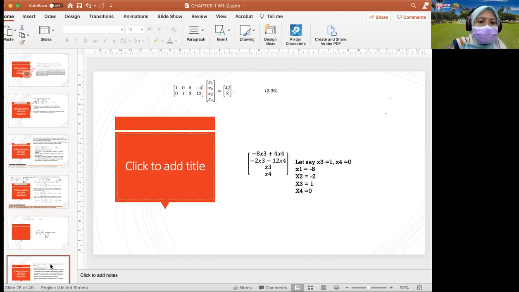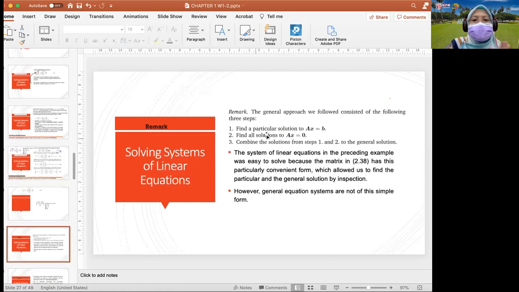Alright, so that will be for the first. The general approach we follow consists of the following. Find a particular solution to Ax equal to b. Find all solutions to Ax equal to 0, and then we combine the solutions from step 1 and step 2 to generate the general solution.